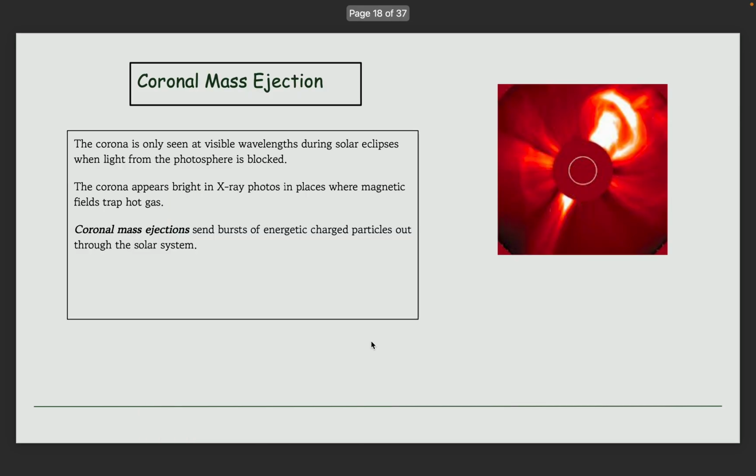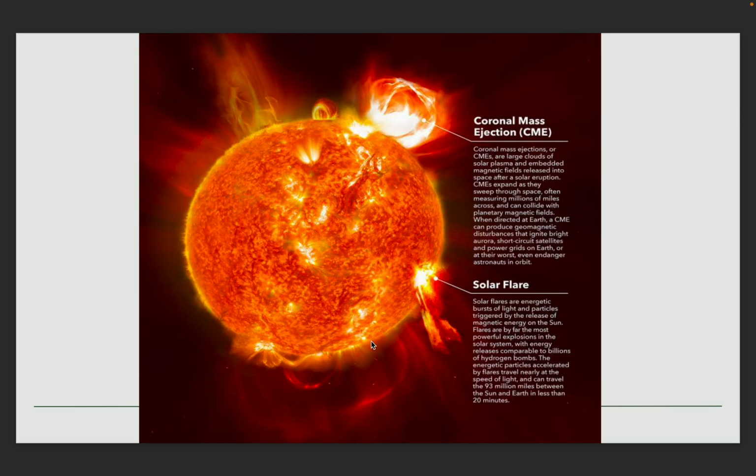So, what is the difference between a coronal mass ejection and a solar flare? Coronal mass ejections, commonly known as CMEs, are large clouds of solar plasma and embedded magnetic fields that are released into space after a solar eruption. They expand as they sweep through space, often millions of miles across, and they can collide with planetary magnetic fields also.